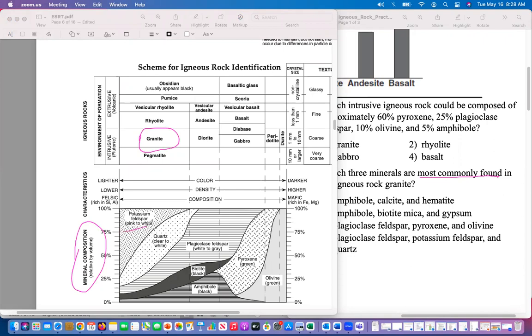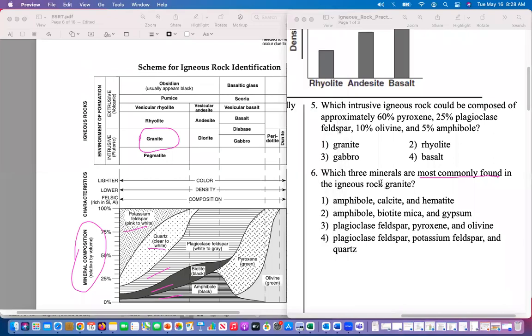I see potassium feldspar, I see quartz, plagioclase feldspar is here, biotite, and amphibole. So 3 out of these 5 minerals have to be in the choice. And when I take a look, the one that has 3 out of the 5 that's mentioned is choice 4. Plagioclase feldspar, potassium feldspar, and quartz. And so that is my answer.